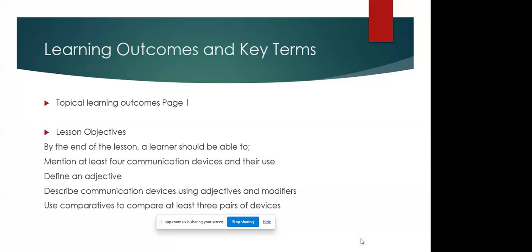By the end of that lesson, I expected that a learner would be able to mention at least 4 communication devices and define their use. I expected all the students that attended the previous lesson to define an adjective, and indeed they did. I expected them to describe communication devices using adjectives and modifiers. I also expected them to use comparatives to compare at least 3 pairs of devices. Those were our learning outcomes last week.